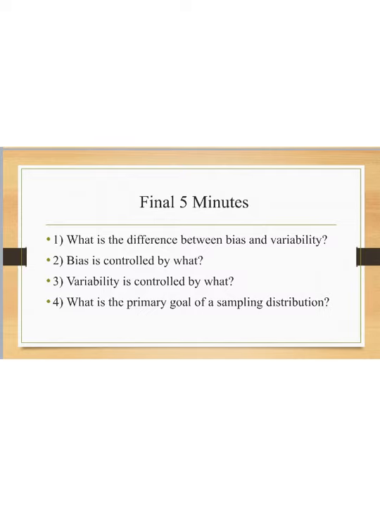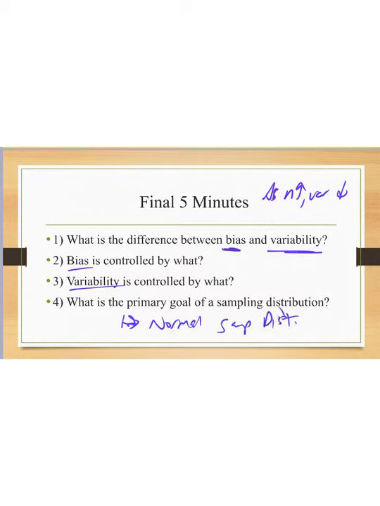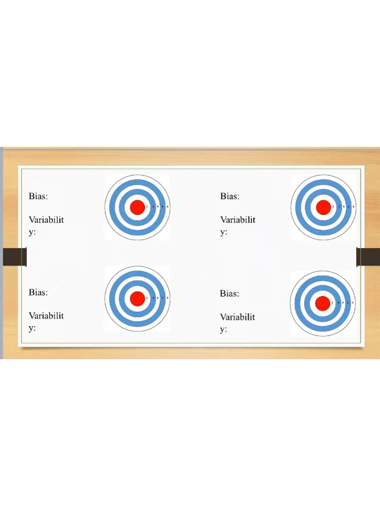So quickly here, the things to think about: the difference between bias and variability. Again, bias is about being honest with that random sample, and variability is about the spread, which decreases as the sample size increases. So again, as n goes up, variability goes down, would be the rule there. Bias, we said, is controlled by the randomness. Variability is controlled by the size of the n. And the primary goal of a sampling distribution is really to try and get to that normal sampling distribution in a fair fashion. Okay, so end with a quick little activity here.